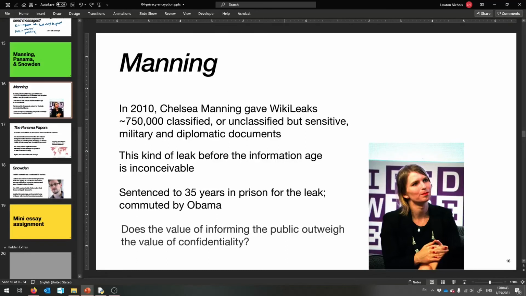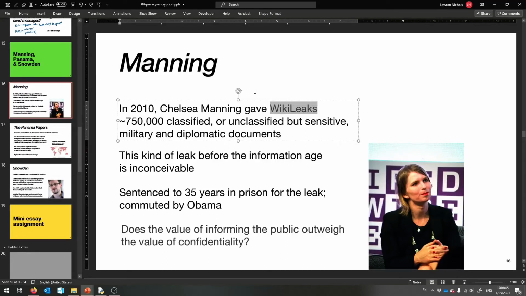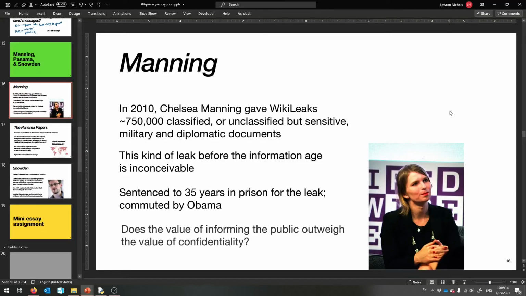There's this site called WikiLeaks, which you may be familiar with. They like to release data that is usually classified, confidential, but somebody leaks it to them, and the whole world can see it. Okay? So, in 2010, Chelsea Manning gave WikiLeaks quite a few classified or sensitive documents that were about the military, about diplomatic things, and it was a huge leak.